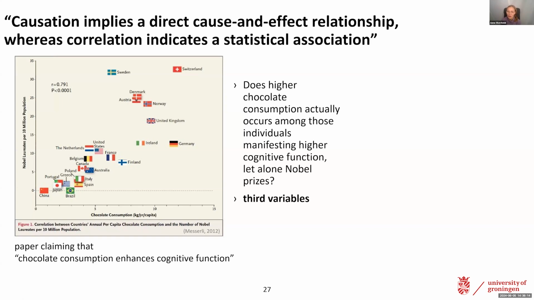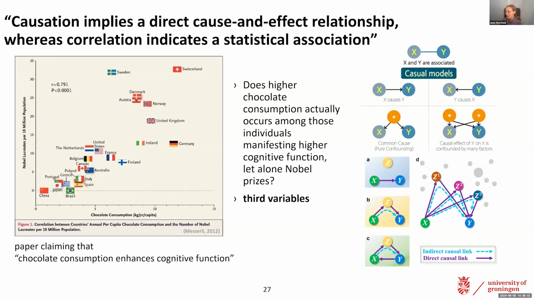And then now you can question, does higher chocolate consumption really manifest in higher cognitive functions or not? And is this a false correlation or not? And the question is really, is there a third variable that is influencing the relation or not? And obviously you have different options.